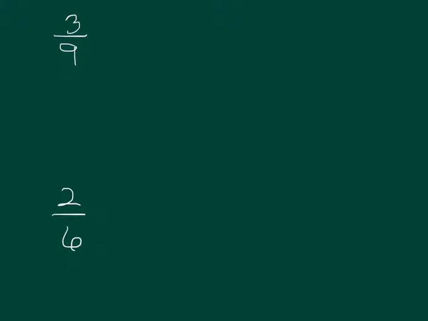What that means is we divide both sides, the numerator and the denominator both, by 3. 3 divided by 3 is 1. 9 divided by 3 is 3. So the simplified form of 3/9 is 1/3.